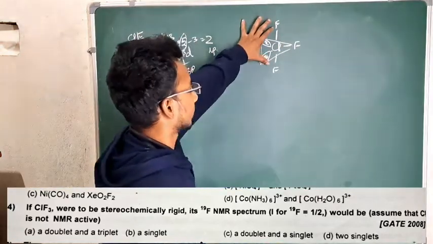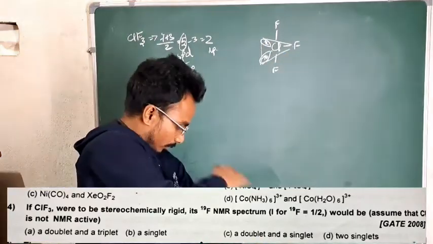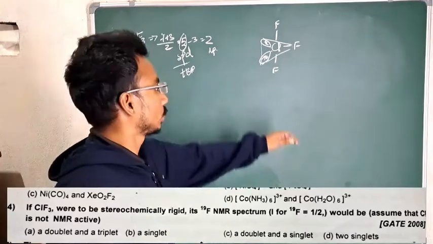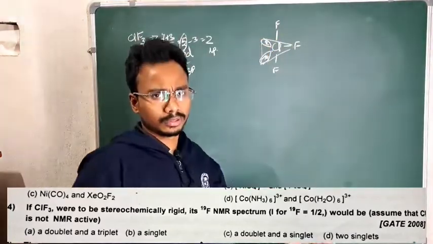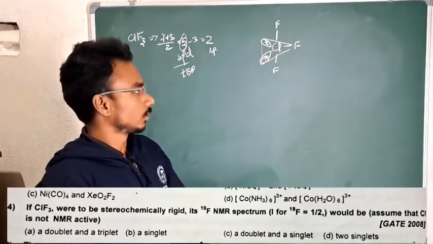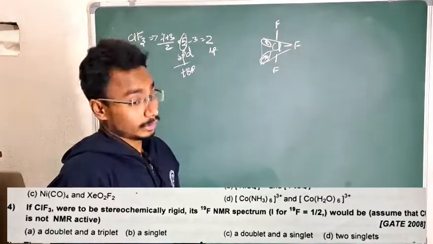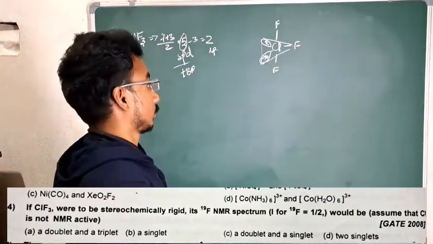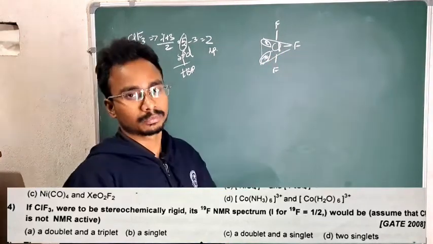So two fluorine will be on the axial position and one fluorine will be in the equatorial position. The more electronegative element will be at the maximum distance, 180 degrees, by Bent's rule. So I put two fluorine there. Maximum distance 180 degrees, here 120 degrees. So they are asking about 19F NMR.